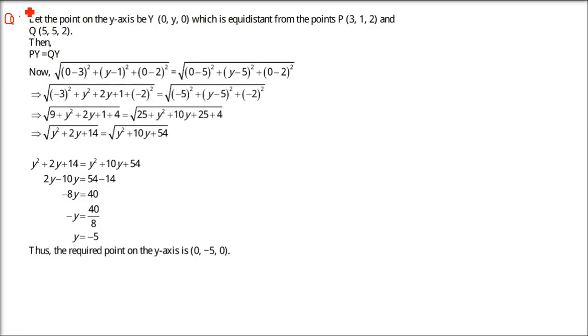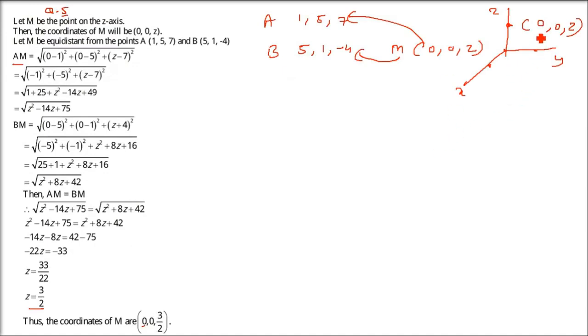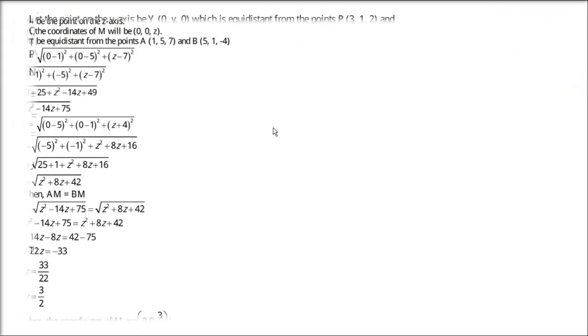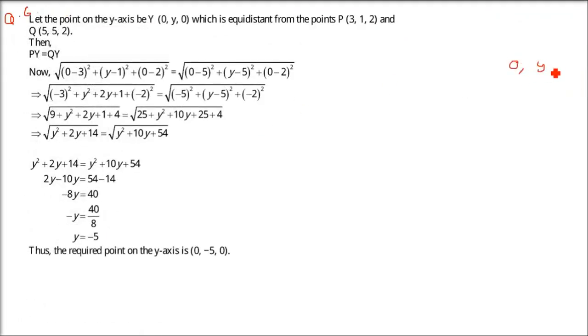Now this one is question number 6. Find the point on the y-axis which is equidistant from the points (3, 1, 2) and (5, 5, 2). Same thing you have to do here as we have done in the previous one. On the y-axis, x and z will be 0, so the point is (0, y, 0). You have point P, which is (3, 1, 2), and point Q, which is (5, 5, 2). To find this distance: (3 minus 0), (1 minus y), (2 minus 0), whole square, add and take the square root. And for the other, (5 minus 0), (5 minus y), (2 minus 0), whole square, add and take the square root, then equate. Y will come as -1.